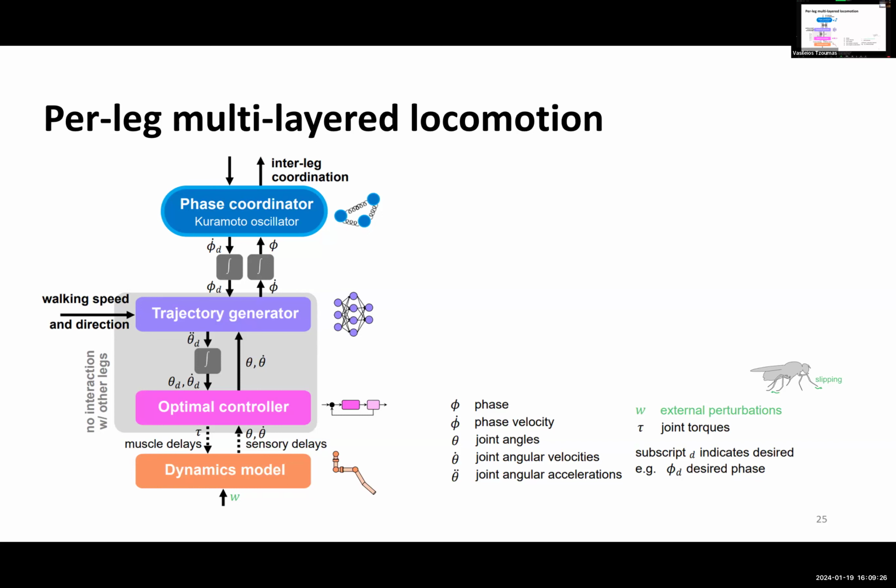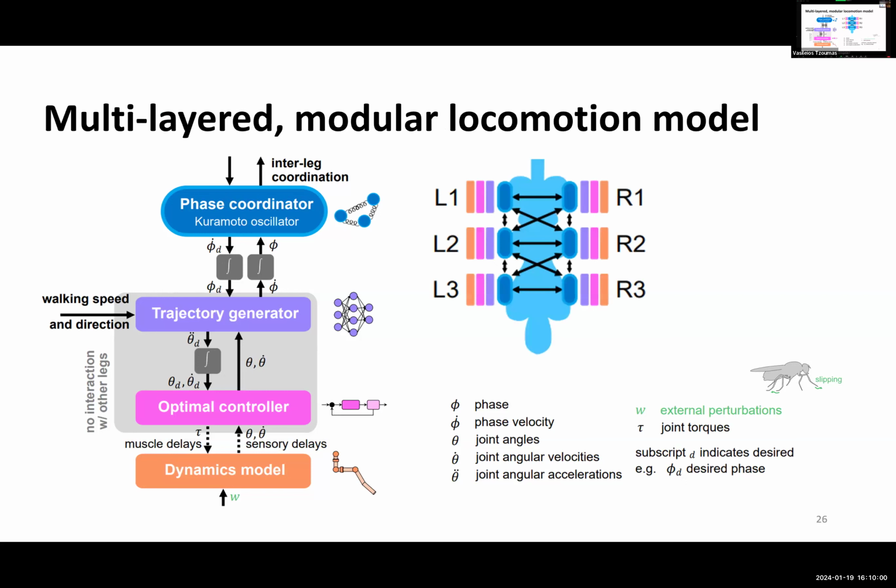And then we hooked that up to a neural network. This neural network takes all the data that they were able to get from the real flies and tries to copy how a fly walks, essentially. And the optimal controller tries to track these biorealistic behaviors that the trajectory generator provides. And then finally, we get each leg to coordinate with each other leg from a Kuramoto oscillator, which is a standard model of multi-legged coordination. So altogether, it looks like this. That's the spine, right? And for each leg, there's a little stack, and they all coordinate with each other.